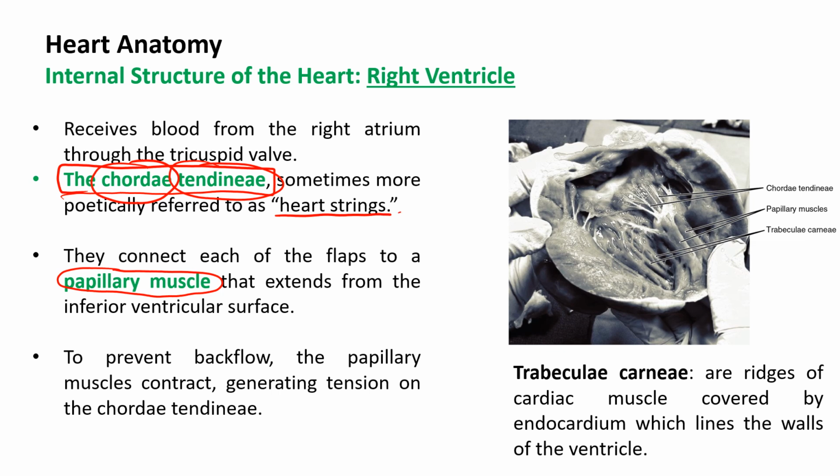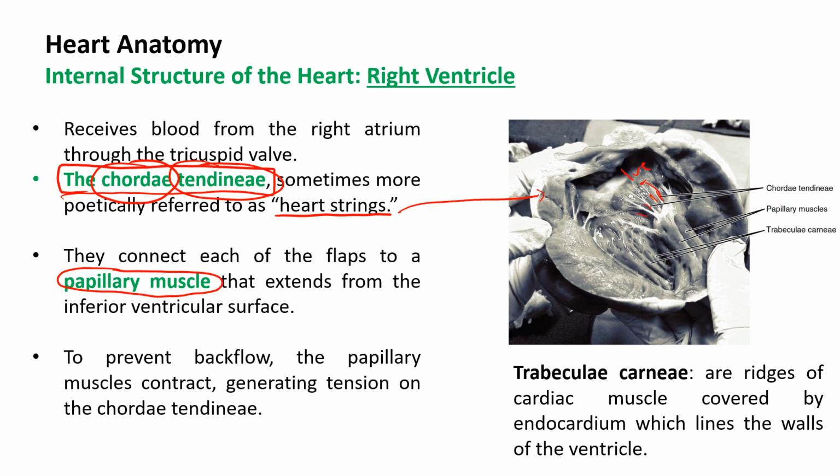Because if you look at the picture here, this is a real picture dissection of the heart. These white little things are the chordae tendineae. Because they're a string, they have two ends. One end attaches to the valve, and the other end of the string attaches to the muscle called papillary muscles.